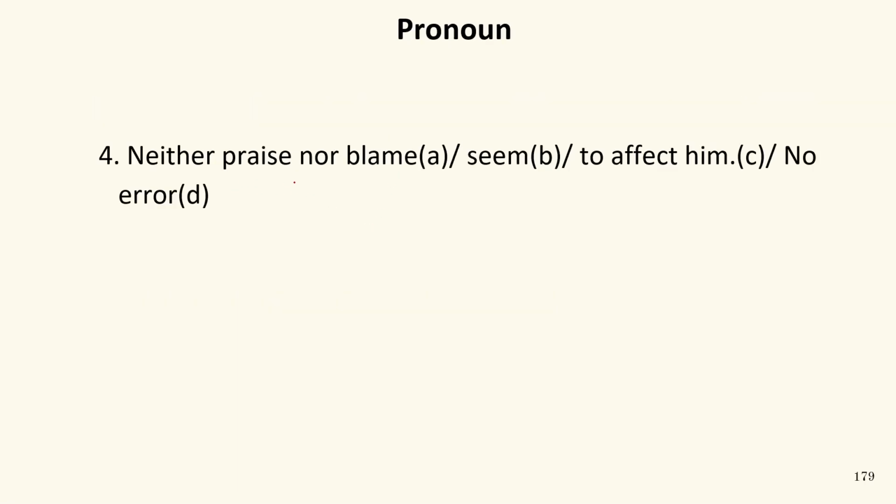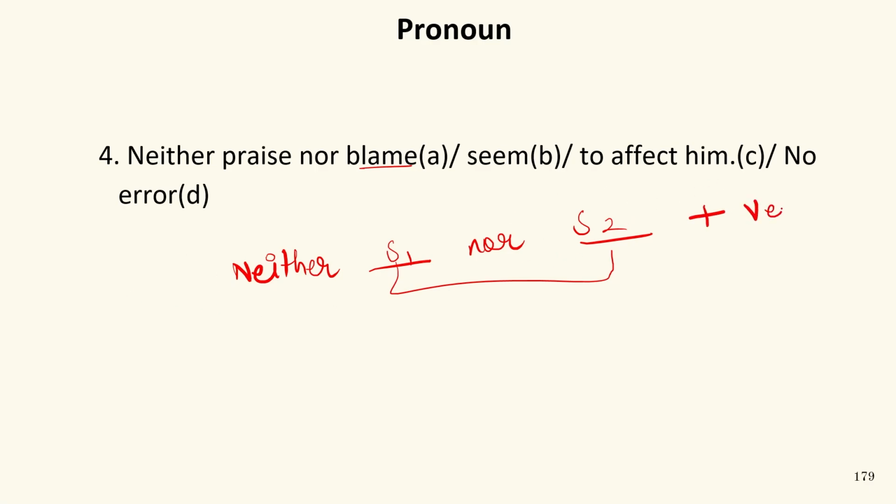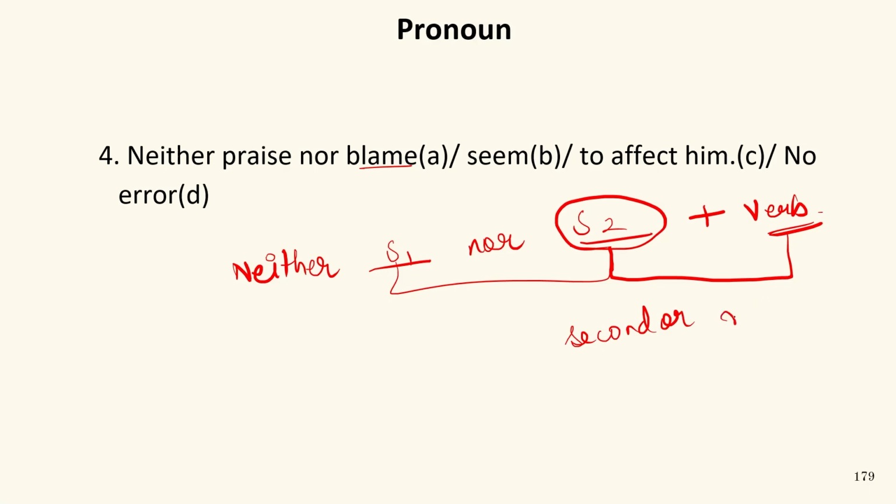Now the fourth sentence, neither praise nor blame. Now we know very well that whenever we use the word neither, nor are conjunctions. These are pair conjunctions, or you can say coordinating conjunctions. Now whenever we use neither nor, we have two subjects, subject 1 and then subject 2. In this case, this is actually the case of subject-verb agreement as well. Neither plus subject 1 nor plus subject 2, in this case the verb depends on the second or the nearest subject.